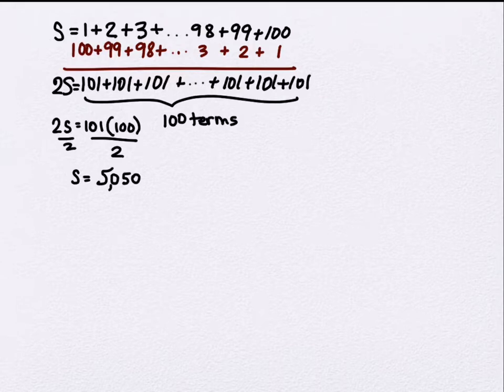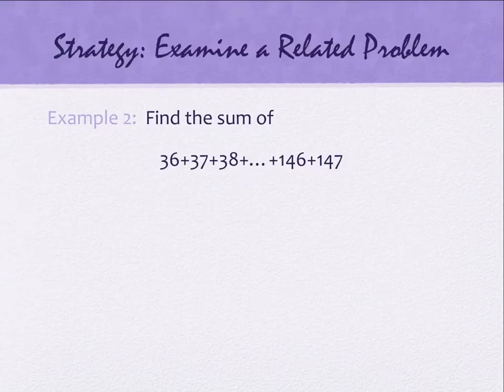So Gauss saw a pattern, and he saw a way of handling it that was quicker. It was just easier to work with, easier to do. And the answer is 5,050. So we're going to take that idea and stretch it just a little bit to this one. This isn't the numbers 1 to 100. It starts at 36, and it goes to 147. But it's a similar kind of problem.